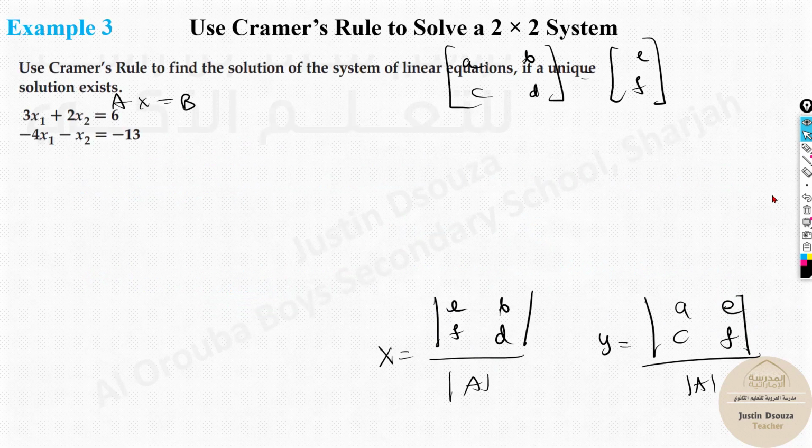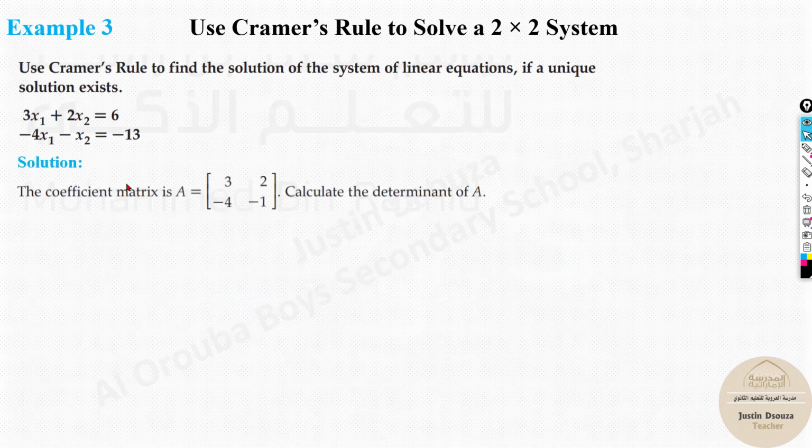Now we will see a problem here. Same method like what we have done. First, consider the coefficients 3, 2, minus 4, minus 1. Now we will find the determinant of the matrix A. It is 3 times minus 1. Now remember, when we are finding the determinant, it's minus 2 times minus 4. The answer will be minus 3 plus 8, that is positive 5. The determinant is other than 0. We can have an inverse, but we are not going to find the inverse here. So the determinant is found out.